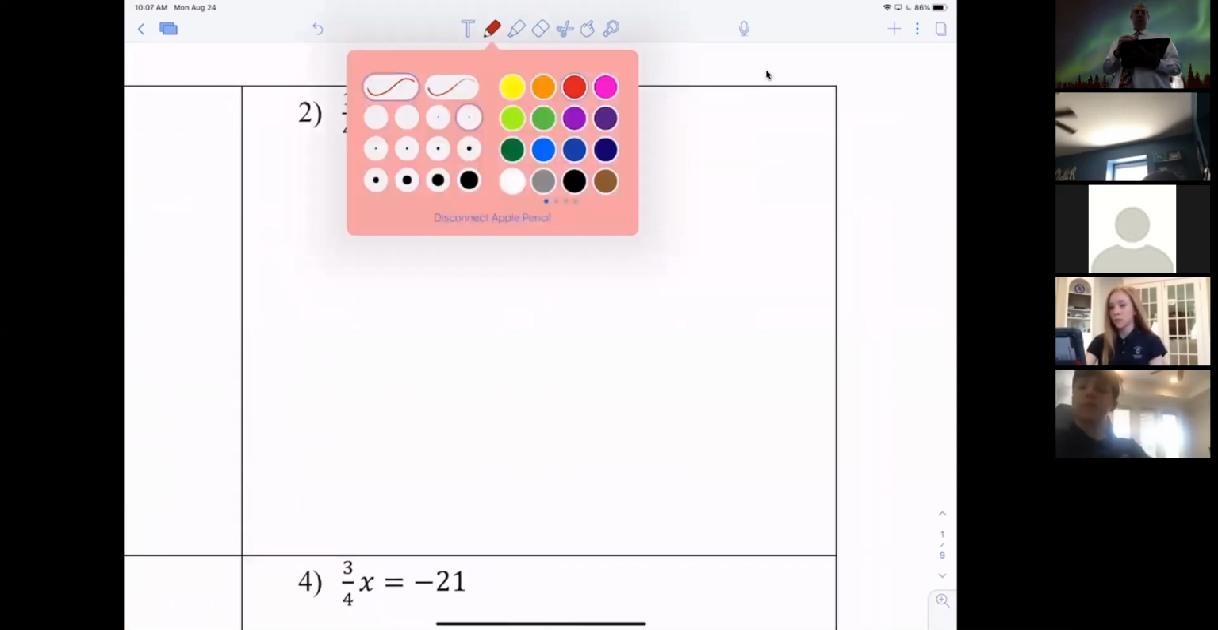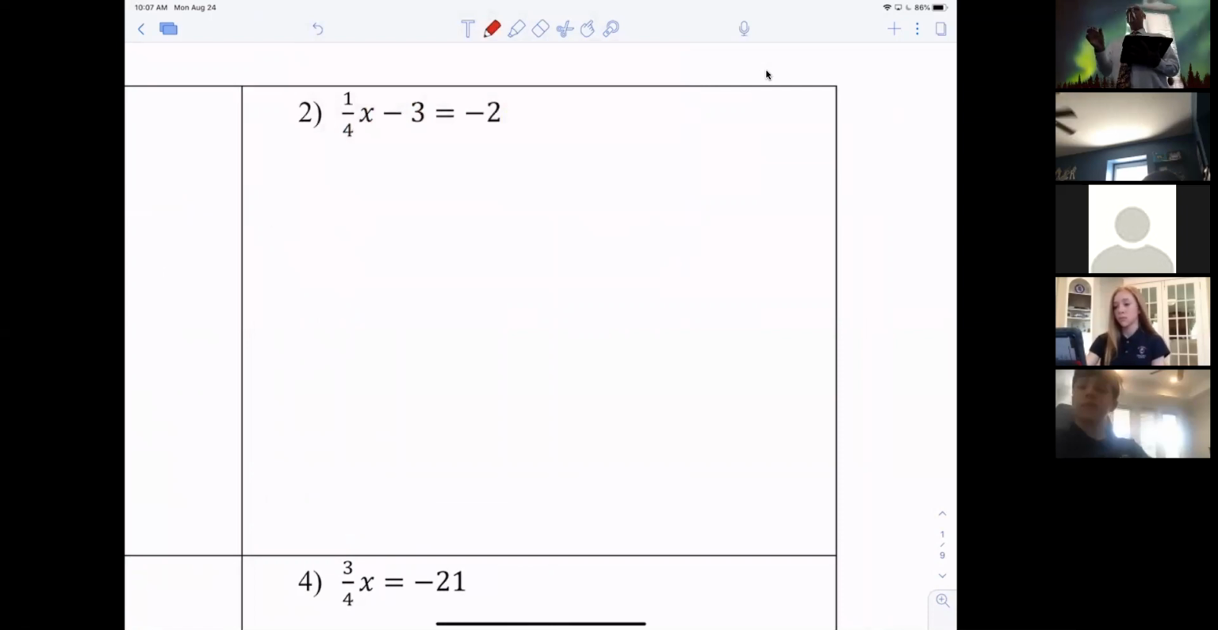When you're solving multi-step equations, you're doing PEMDAS backwards. So traditionally we say you always do the multiplying and dividing, then you do the adding and subtracting. Well, if you're working backwards, you eliminate your adding and subtracting, and then you eliminate your multiplying and dividing. That's how I want you to think about it.